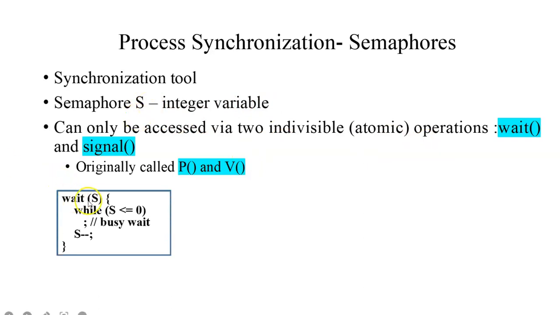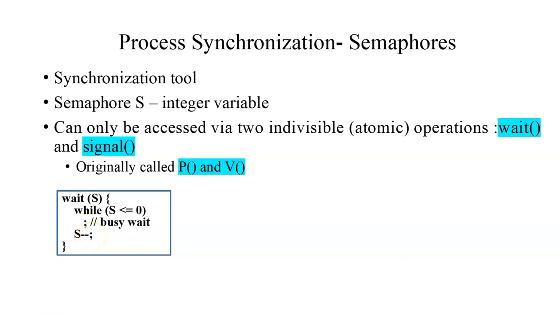The wait function takes the semaphore as an argument, and in this function it checks if the semaphore value is less than or equal to 0. A semaphore value less than or equal to 0 means the resource is not available, hence the process must wait. So the process is made to wait in this while loop by doing nothing, by executing this simple semicolon. It is spinning in this while loop. If the semaphore value is greater than 0, then the value of the semaphore is decremented.